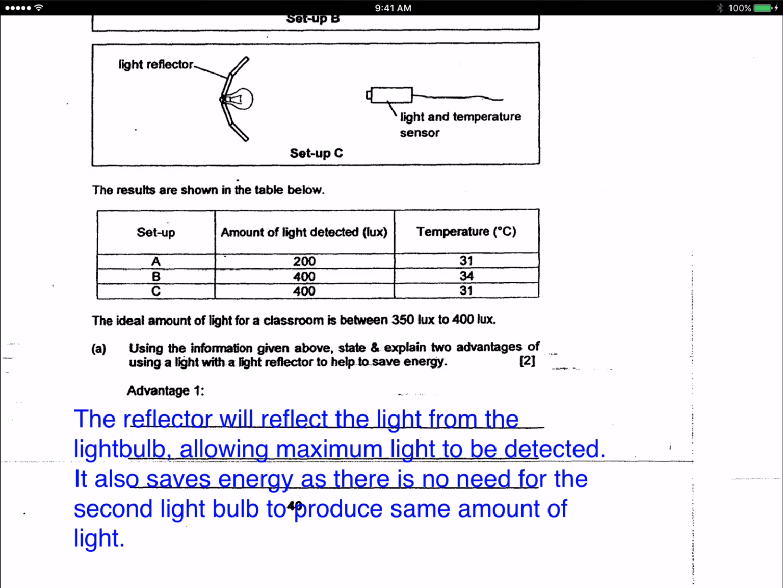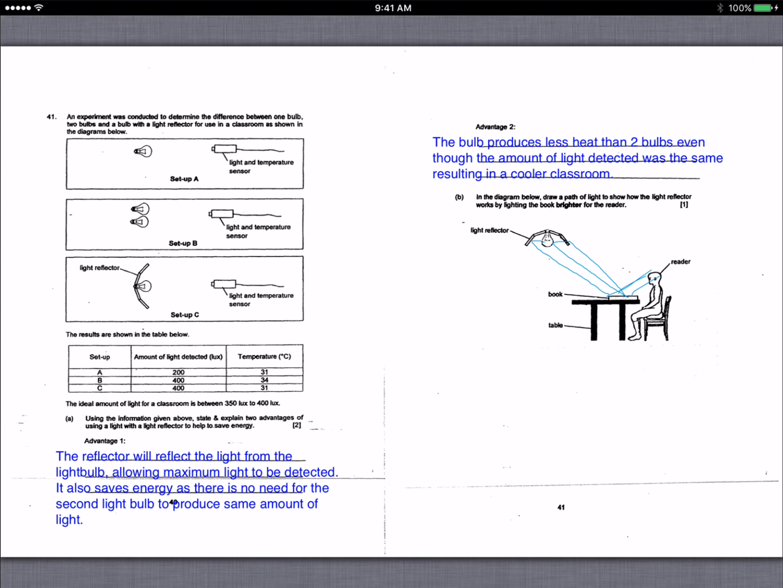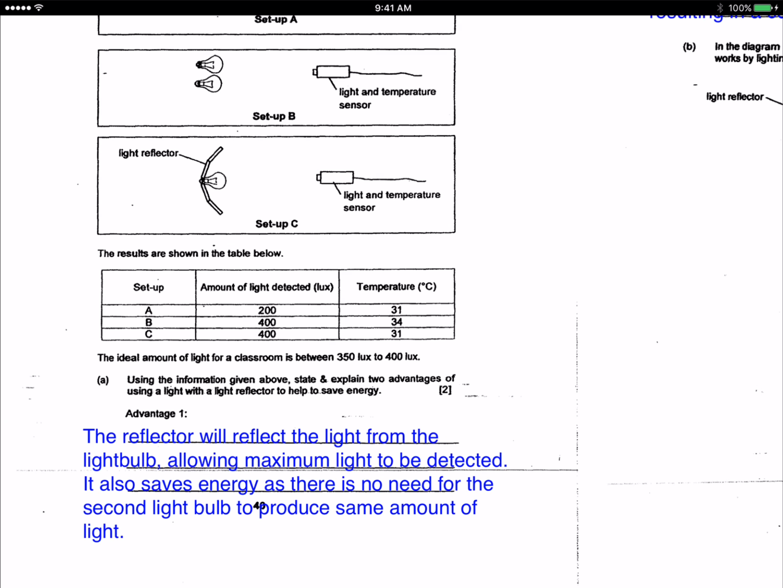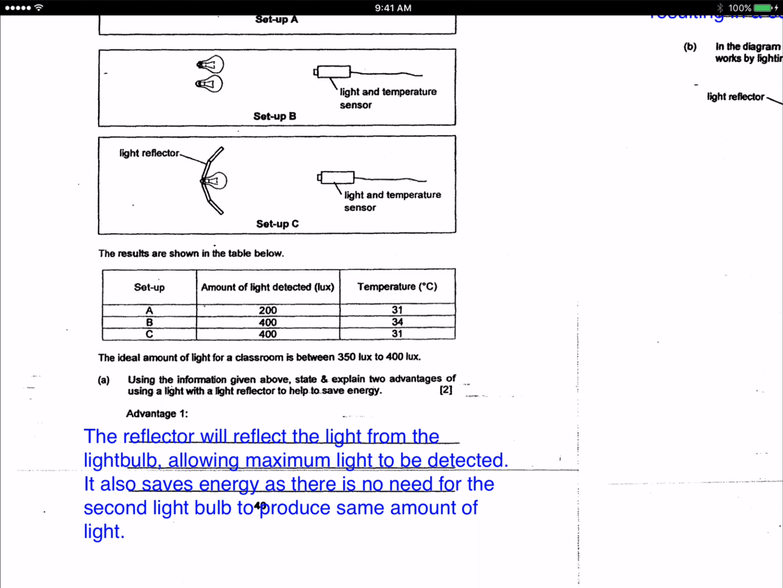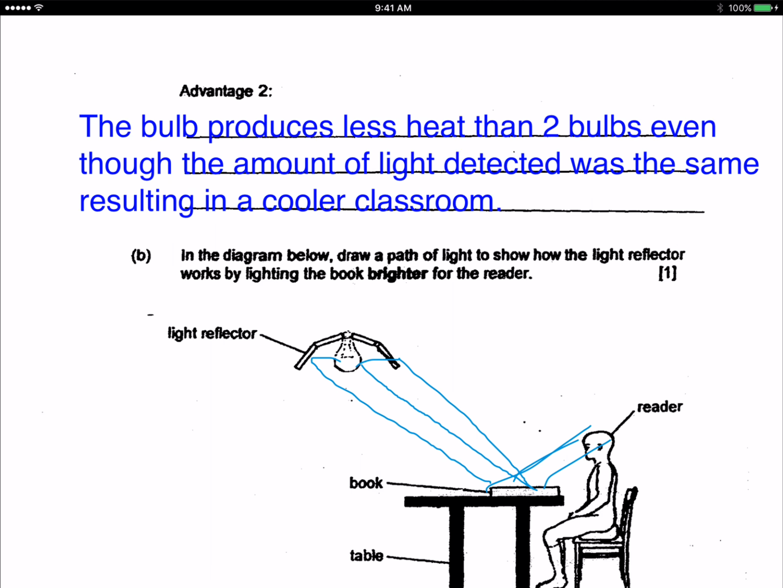Actually, you don't have to write so much. Just say that it saves energy. What's the second advantage? Produce less heat. Interesting. So first one is save energy. Second advantage is produce less heat. Because can you imagine if this lamp produces a lot of heat? You will be cooked. So you don't want to produce so much heat. Then what will happen to your hair? It will burn, right? Okay, so first one is just save energy. The second one is produce less heat. The light will reflect.